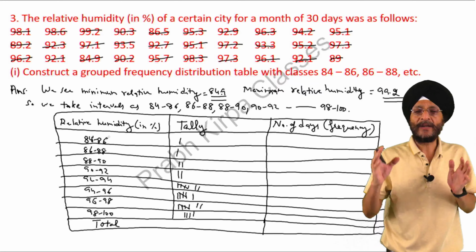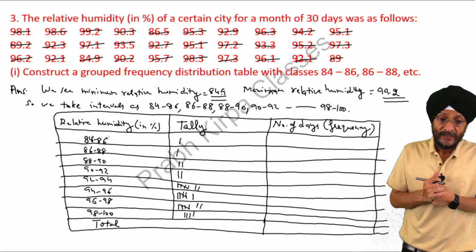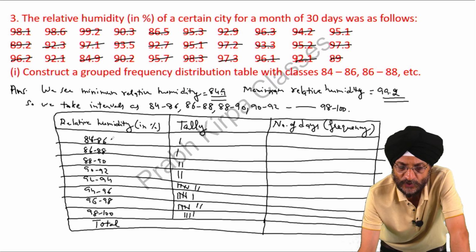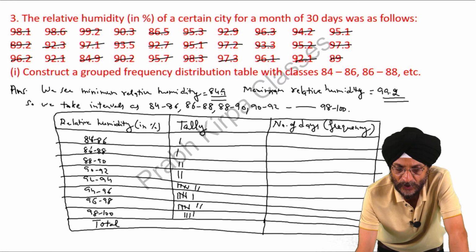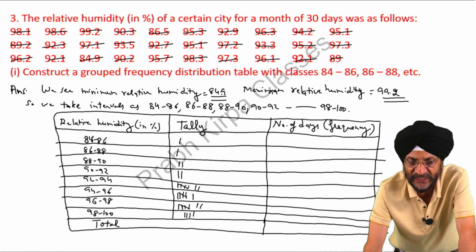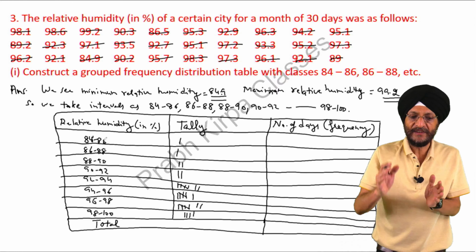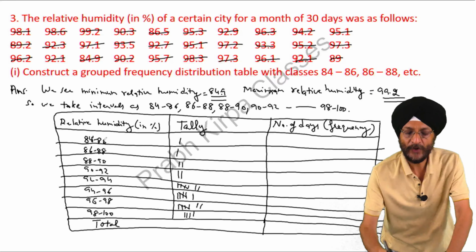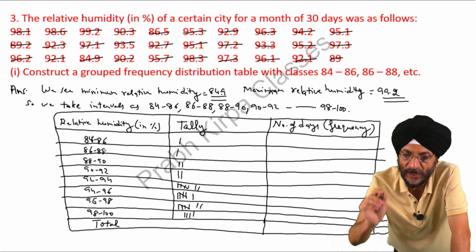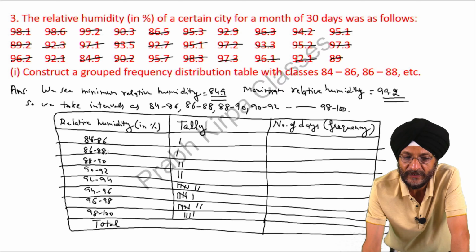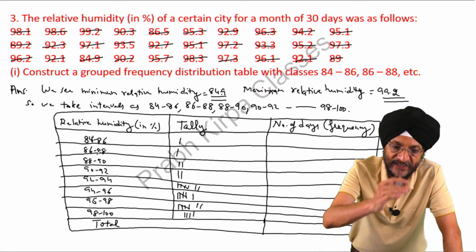So as a matter of convention, we do not take the entry of 86 in the first group, but in the second group where it is the lowest. That is, we do not count the entry on the higher end. Here in the first class interval, we will take any entry from 84 to less than 86. In the same way, in the other group, we will count all the entries where the relative humidity is 86 to less than 88, and so on.